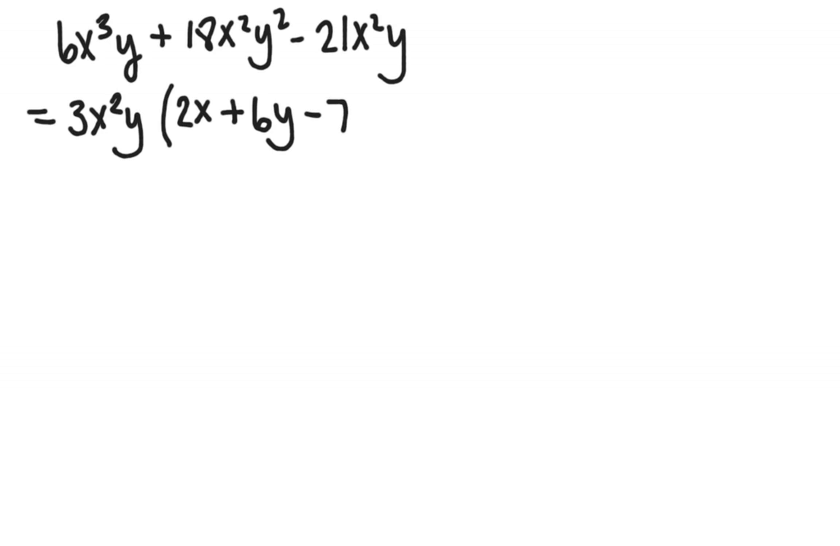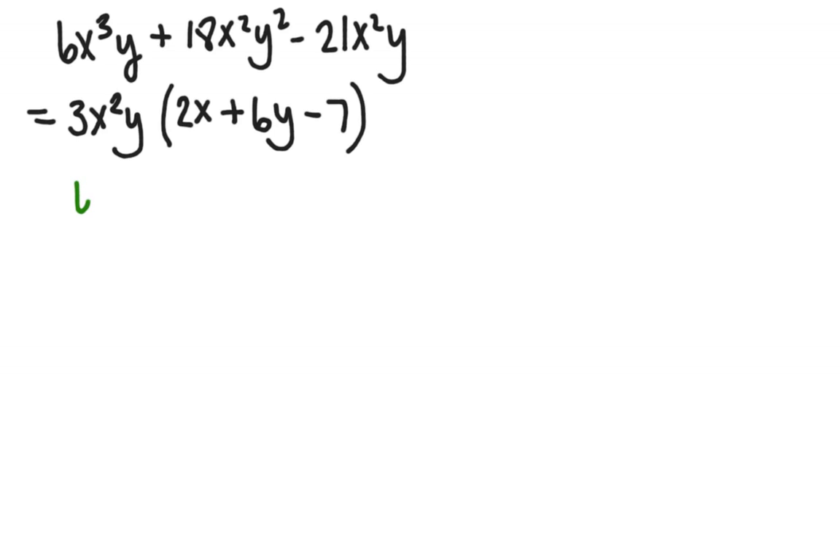X squared times 1 gives me x squared, so I don't need to write down the x. Y times 1 also gives me y, so again, I don't need the y term. So I believe 2x plus 6y minus 7 is what I need inside parentheses.